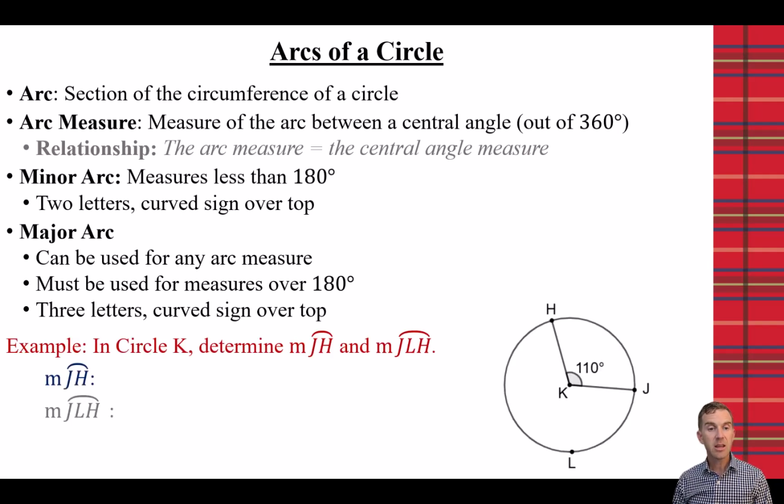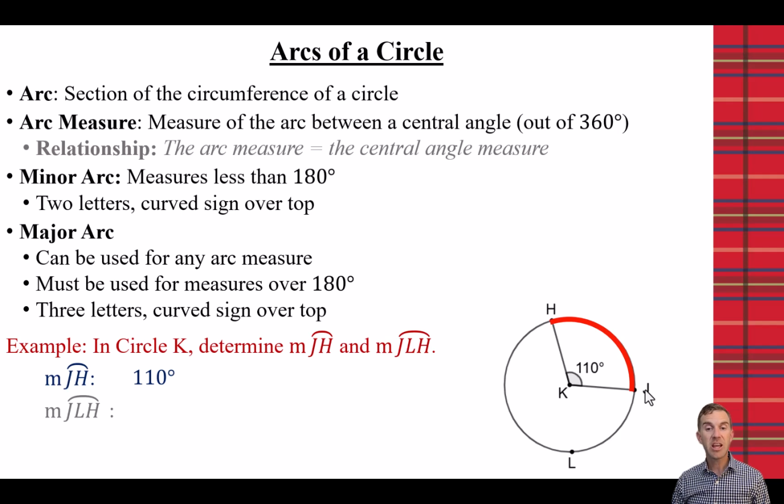So in this example, say that we want to know what is the measure of arc JH and the measure of arc JLH. So here we have a central angle, which is HKJ is 110 degrees. And what we know is that JH is that intercepting arc. So it has to have the same measure as the central angle, which would be 110 degrees.